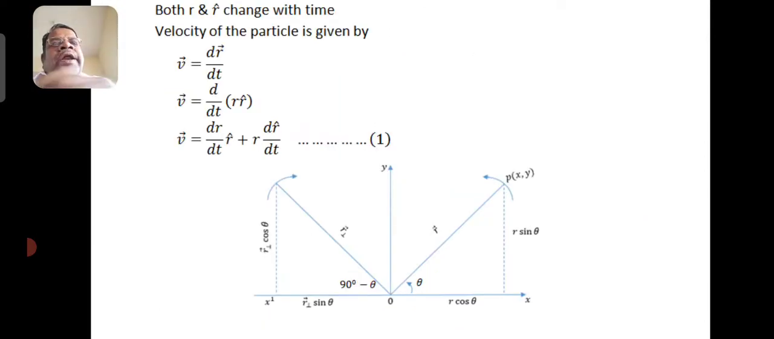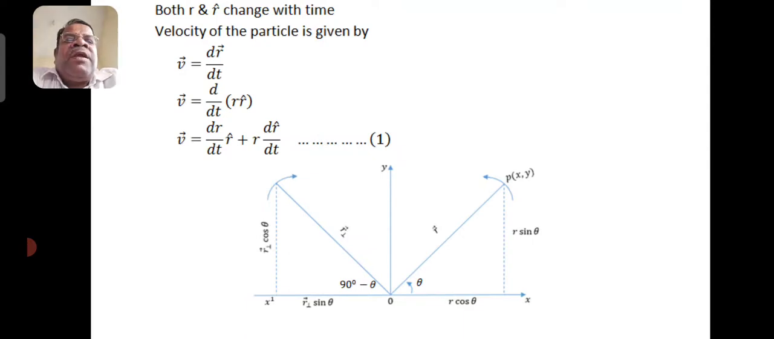Both r and r cap change with time. r is the magnitude, r cap is the unit vector. Both change with time. r cap changing means the direction changes. r changing means the magnitude of r changes.